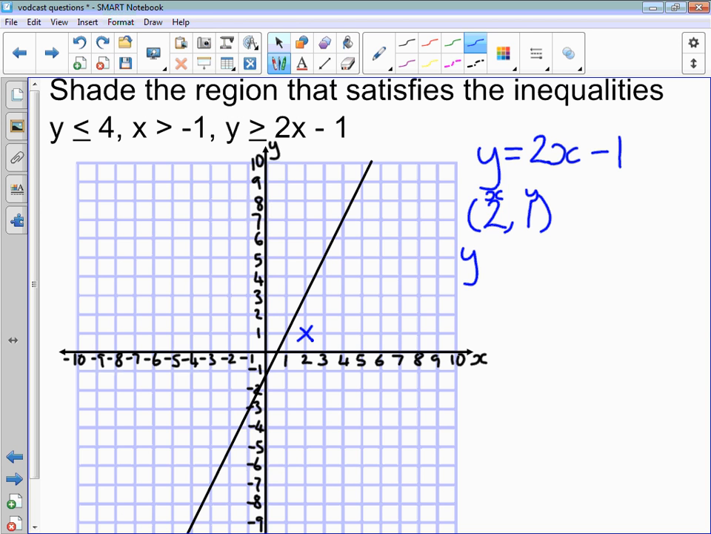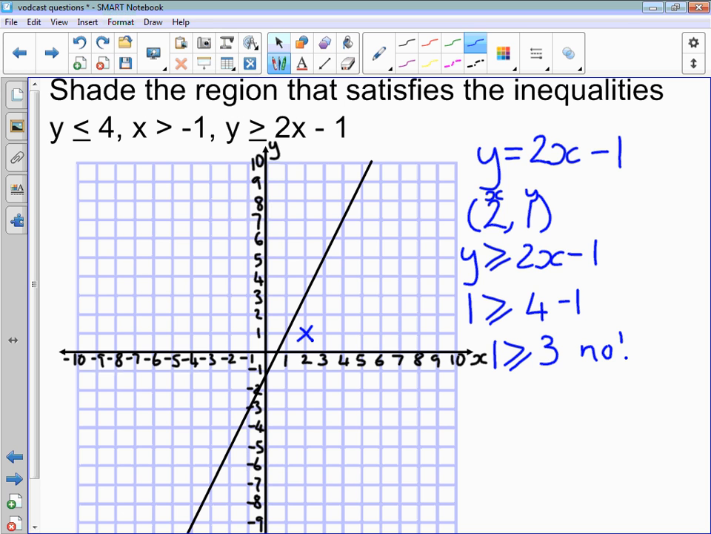So if I've got my inequality, substitute in my y value and also my x value. So 2 times 2 is 4, and then we take away 1. So we've got 1 is greater than or equal to 3. So no, that doesn't work.